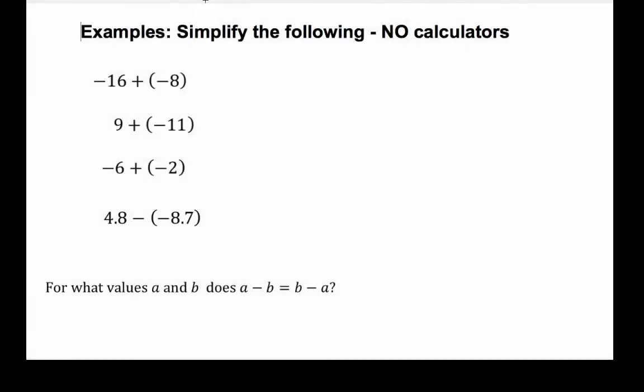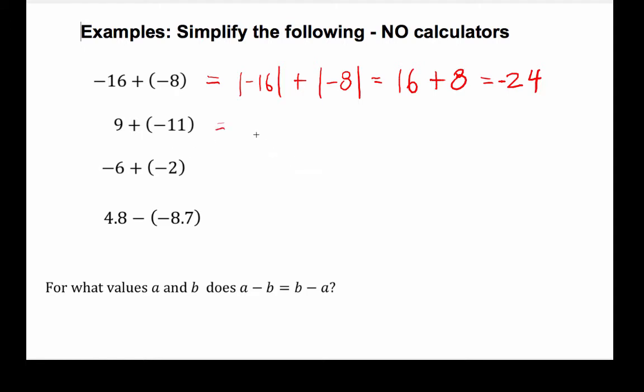All right, so let's look at some examples here. In this unit, we're not using calculators, so we need to be able to do this problem without a calculator. So negative 16 plus negative 8. Well, we're adding two values with the same signs. So what we'll do is we will add their absolute values. 16 plus 8, which is 24. And then both of our addends were negative, so we know that our answer is going to be negative 24.